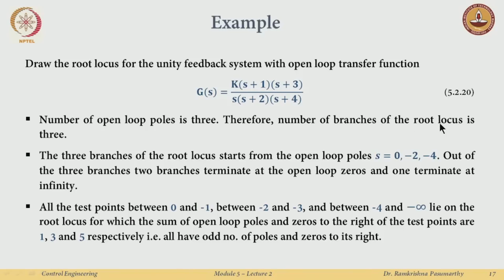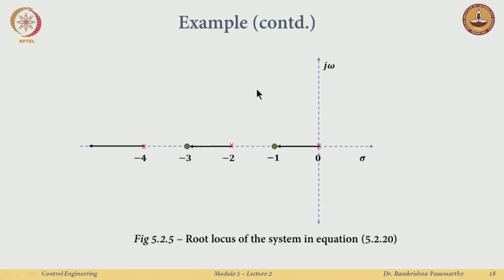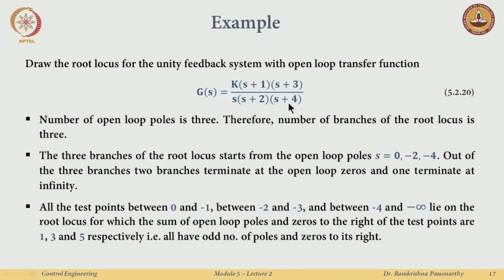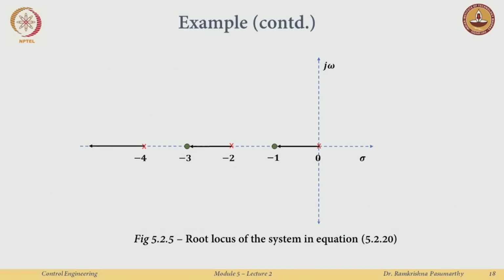Okay. Now, where will these branches go? That depends on the locations of the zeros, right. So, there are 2 zeros and 3 poles. So, 2 of those 3 poles will go to the zeros and the one remaining one will go to infinity, right. Okay. So, let us quickly draw the pole-zero diagram.